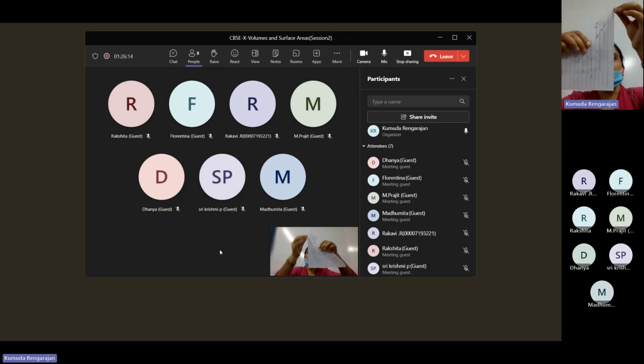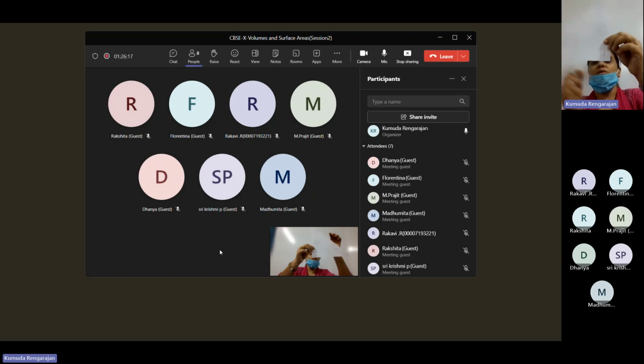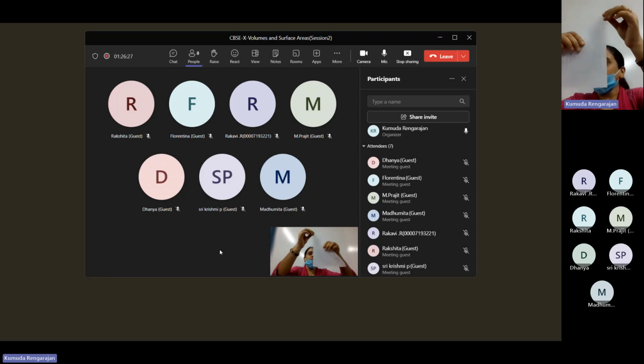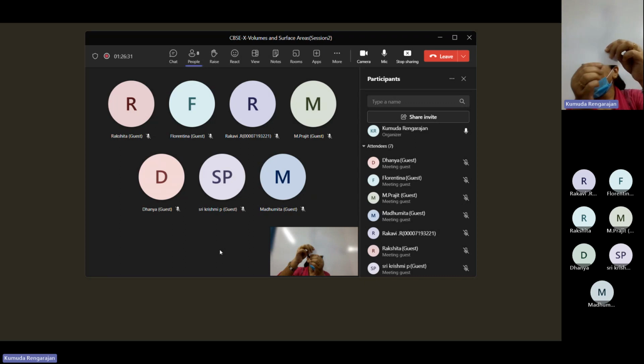The height of the cone is this one. This is the height of the cone. This will be the radius of the cone. And this will be the slant height of the cone. So the three sides of the triangle become the three values of the cone. This leg of the triangle becomes h of the cone. This leg becomes r of the cone. And the hypotenuse becomes l of the cone.